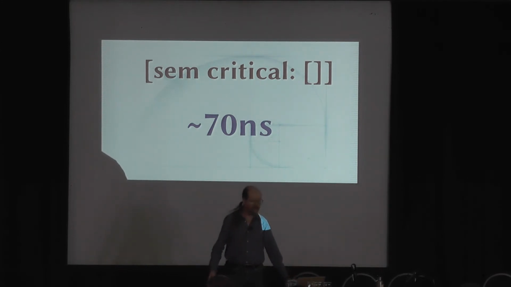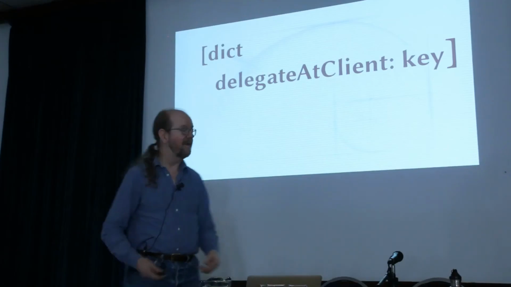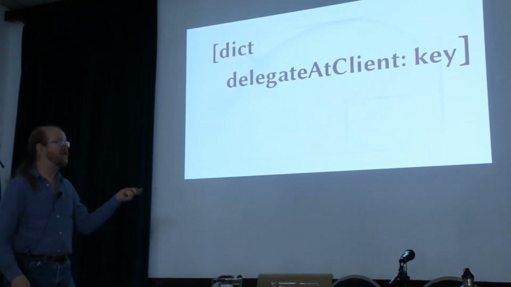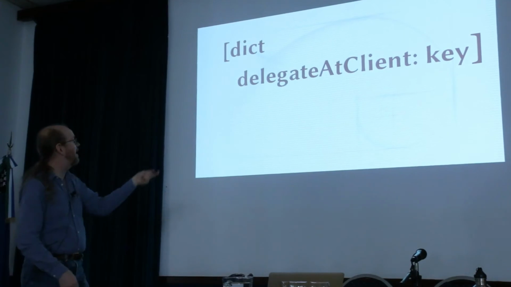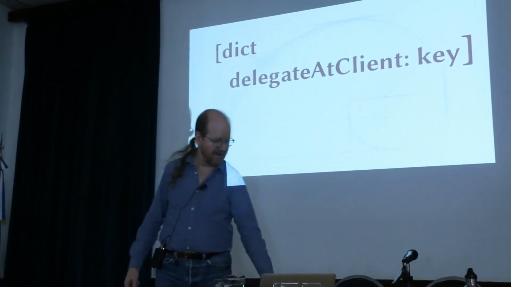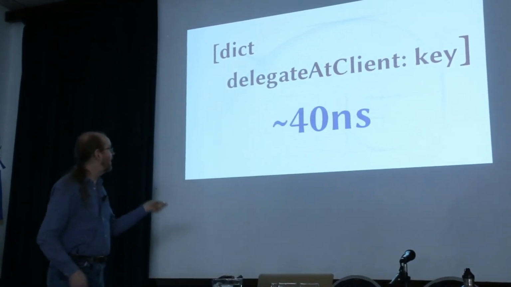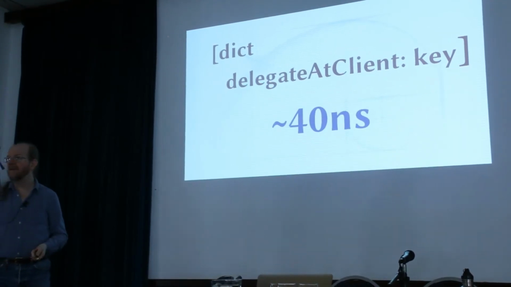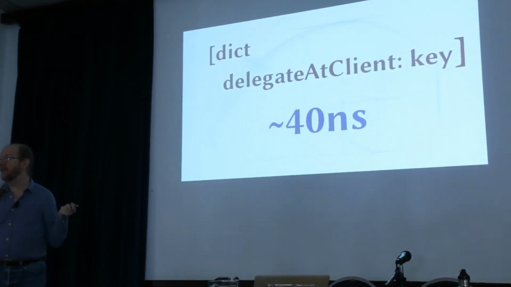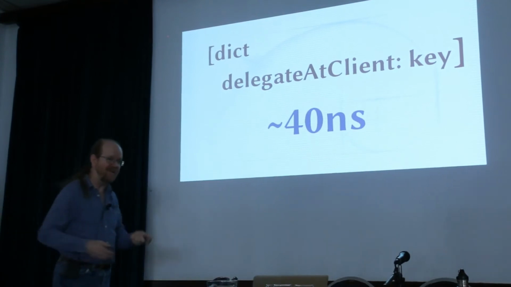Well, let's compare that to what it takes to do a lookup. So in order to do a lookup in this dictionary, this is the message you send. So this is the block I'm going to test. How fast is that? Well, that's 40 nanoseconds. So clearly, I'm not using a semaphore, or it would be more than 70 nanoseconds.